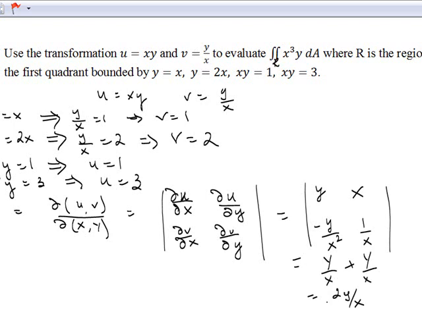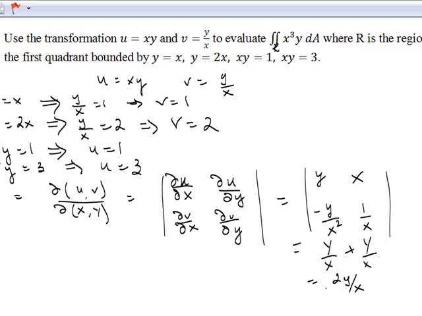Now, the Jacobian is in terms of y over x. We don't want that, right? Remember, we're transforming. So we need to change to u or v or both, which is 2v. And don't forget, we are finding 1 over j. So j is 1 over 2v.